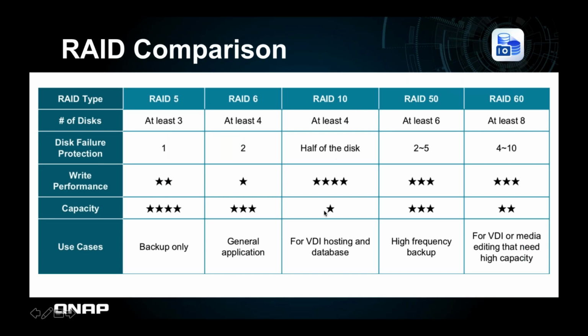RAID 10 will cost you half of your storage for redundancy, so the capacity is the lowest, but its performance is very high, and it offers you a decent amount of safety. At least one drive could fail, but if drives fail from different RAID 1 groups, then you could have more than one drive fail and still keep your data. RAID 50, it has pretty good performance, and the capacity is still pretty good. And then RAID 60 would have a little bit less capacity than RAID 50, but it offers a little more redundancy.